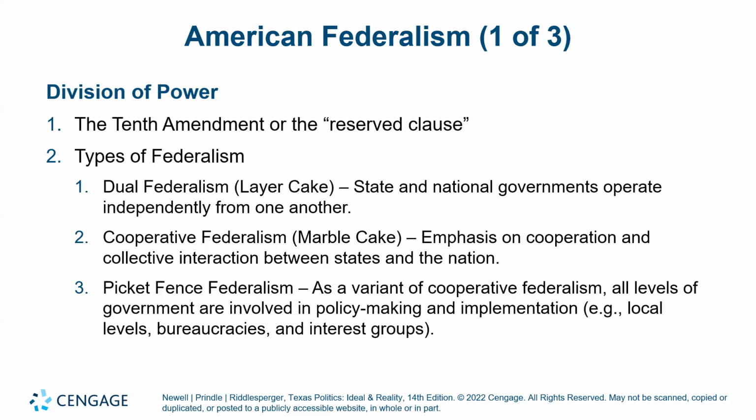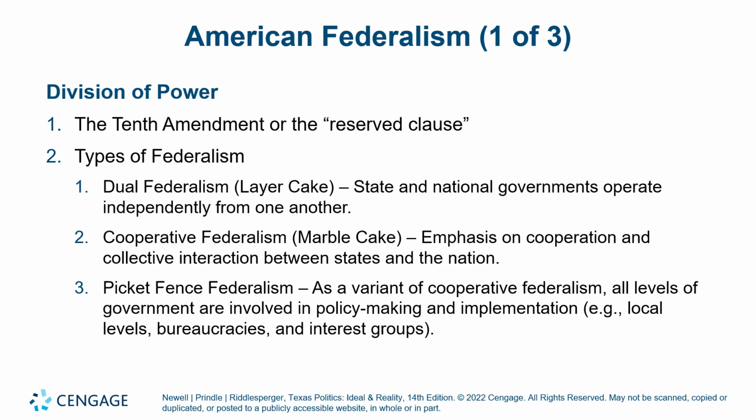There's also what's called picket fence federalism. This is a more recent term. This is a variant of cooperative federalism in which all levels of government are involved in policymaking and implementation: local levels, bureaucracies, interest groups. Let me also give you an example of picket fence federalism.